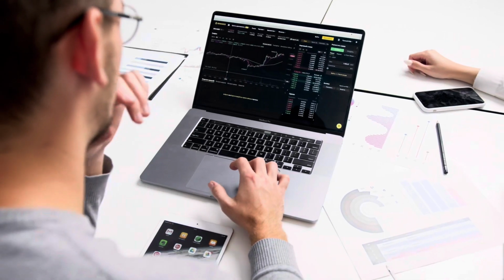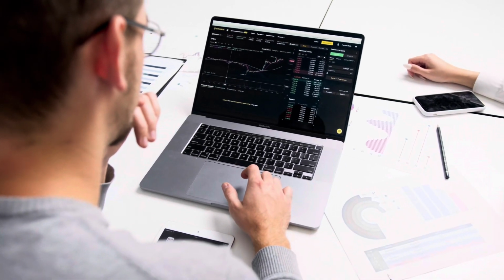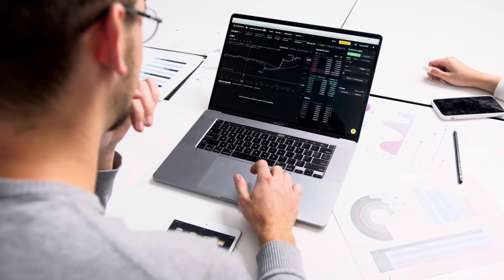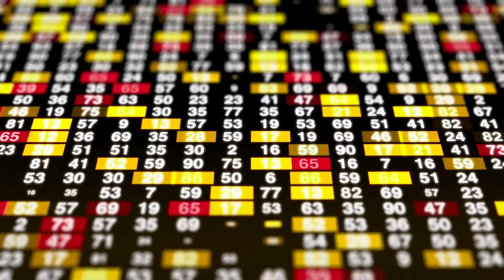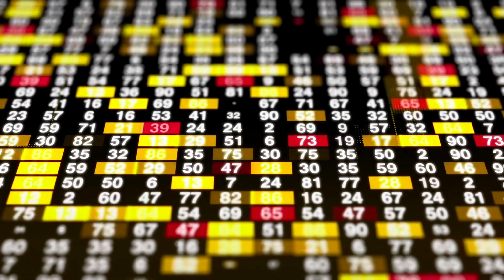Investing can seem overwhelming, trying to time the market, catching the perfect moment. But what if there's a simpler, more reliable way? Introducing dollar cost averaging, a strategy that makes investing easier and less stressful.